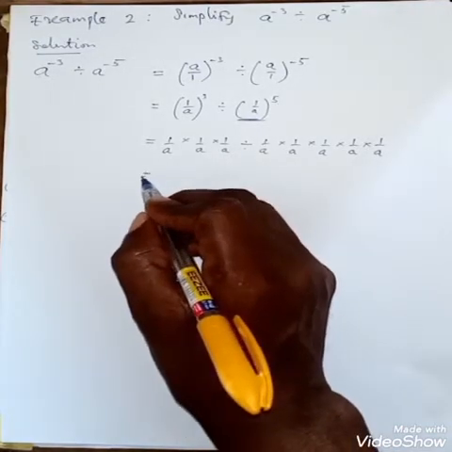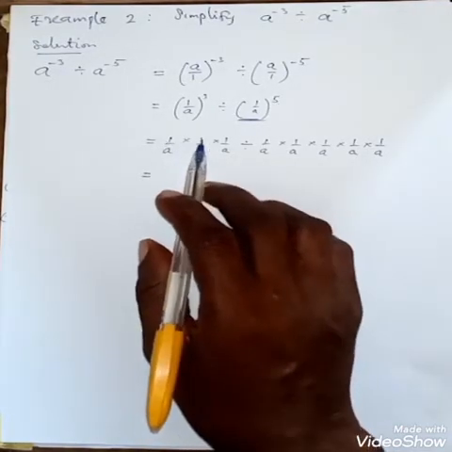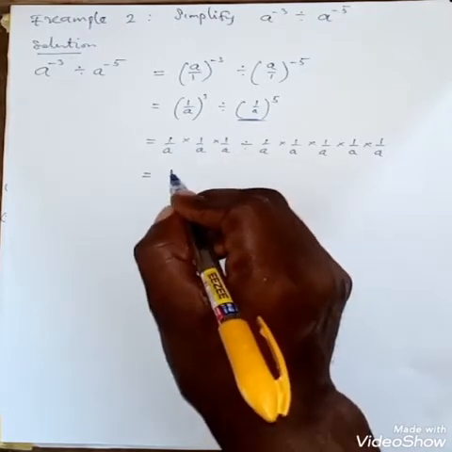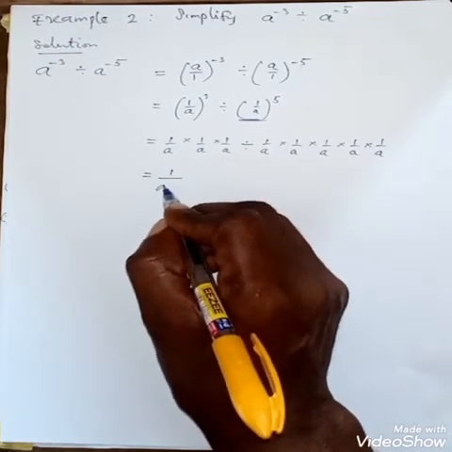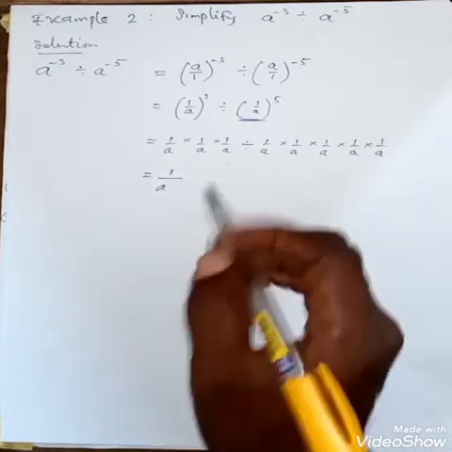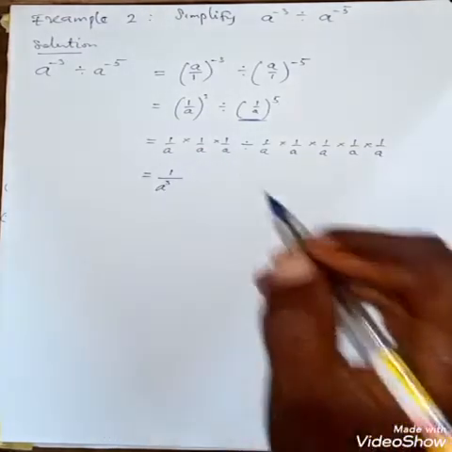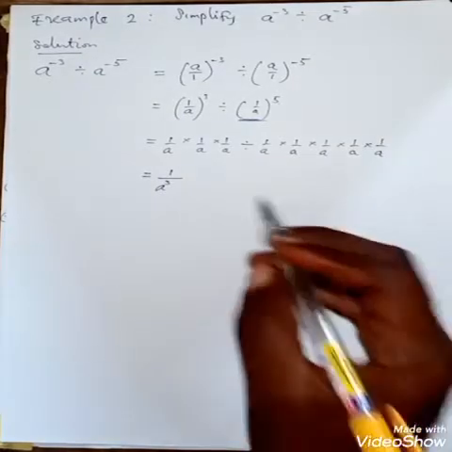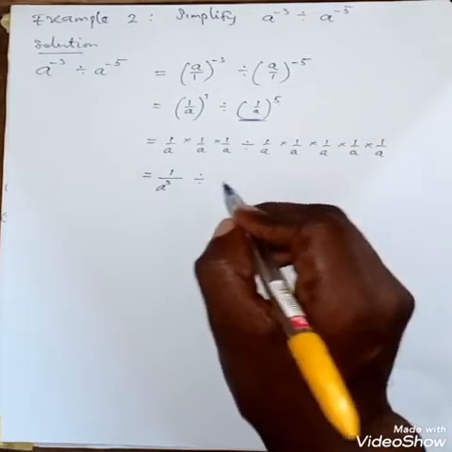So when we multiply now, I will have 1 times 1 times 1. That gives 1 over a. So how many a do I have here? 3a. So a is repeated 3 times. Repetition will serve as our power. So that is a raised to power 3 divided by.